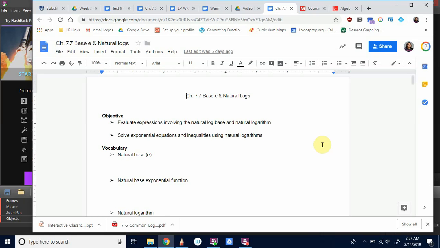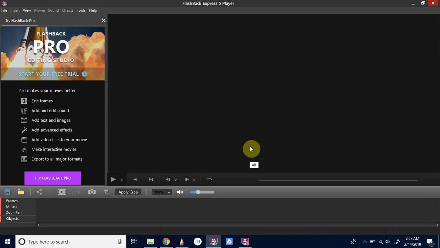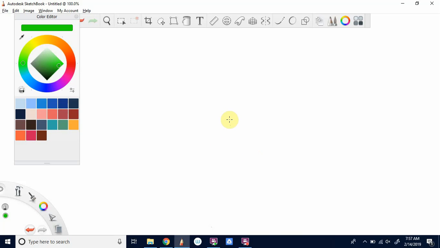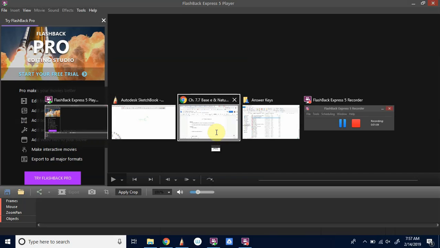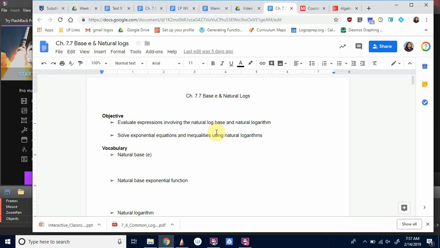What is a natural base exponential function? Exactly what it says. It's an exponential function with the base e. It's just a function with the base e instead of 3 or 1/3. And what's a natural logarithm? Natural logarithms, which we'll learn, are inverses of the natural base exponential.